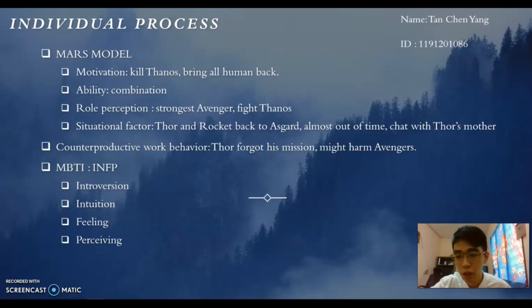According to the mass model, the motivation of Thor in this movie is to kill Thanos and bring all the humans back. The ability that Thor has learned in this movie is the combination and team fight with other Avengers members. This was never experienced by Thor before because he always fought alone in Asgard.